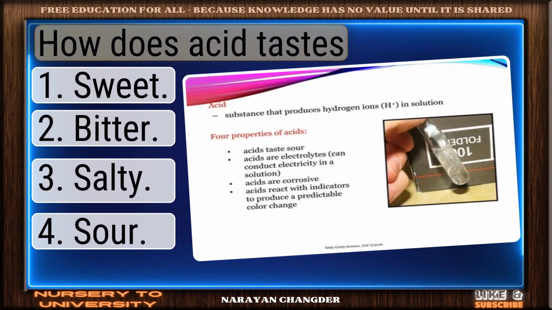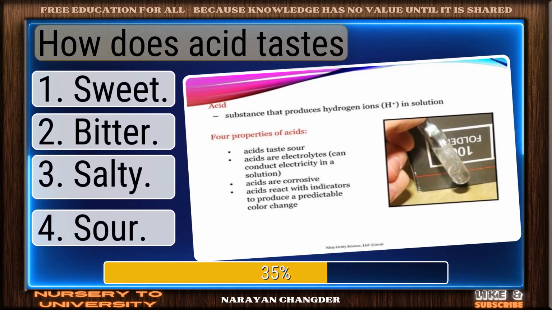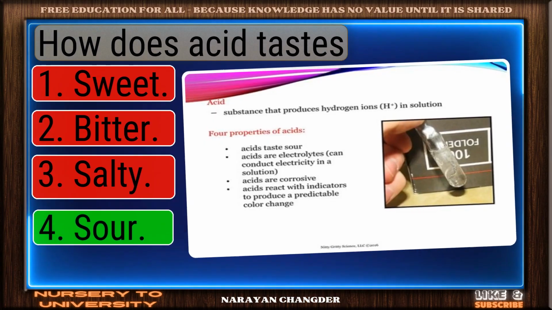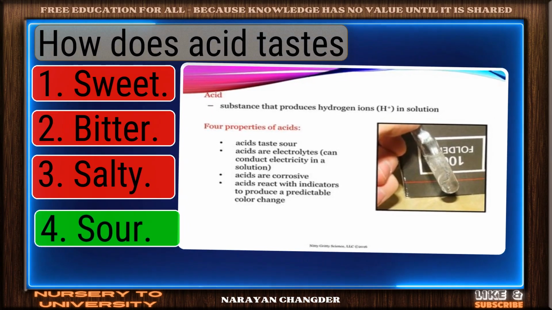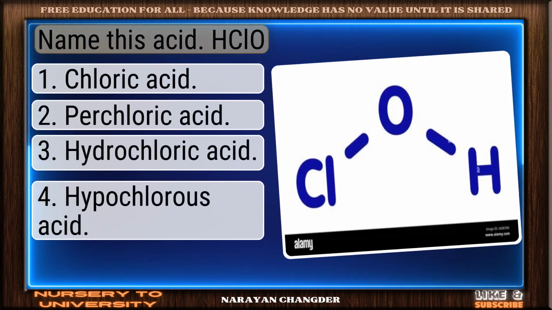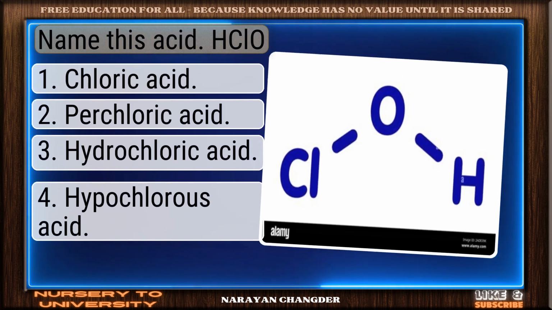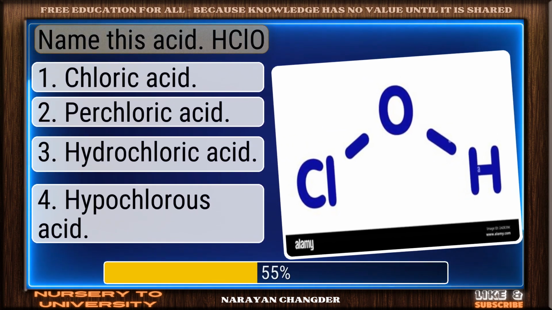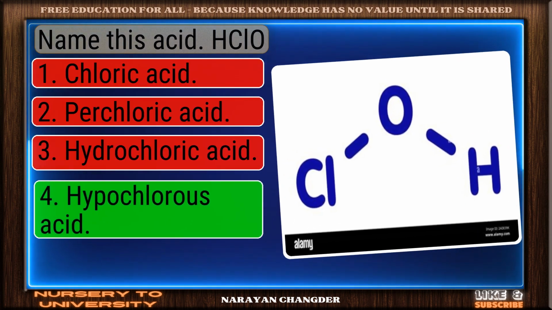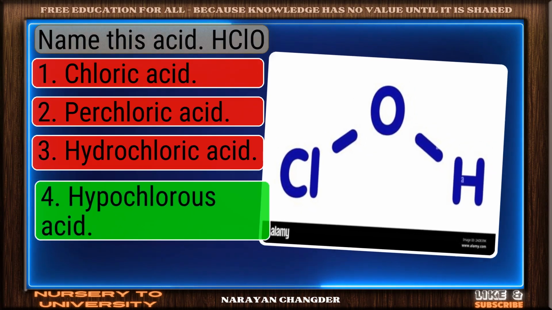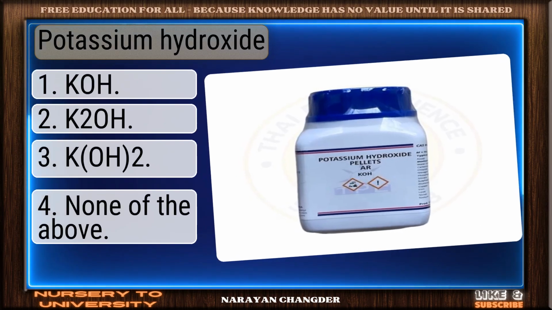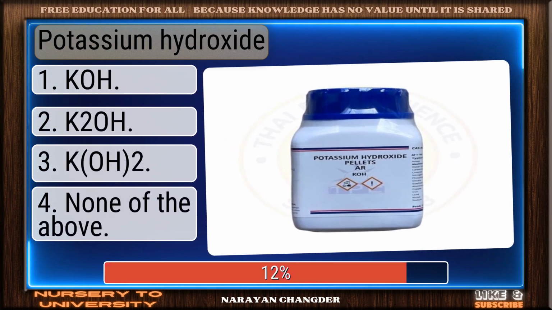Question number 249. How does acid taste? Perfect. Sour is the correct choice. Question number 250. Name this acid. HClO. Well picked. Hypochlorous acid is the correct answer. Question number 251. Potassium hydroxide.